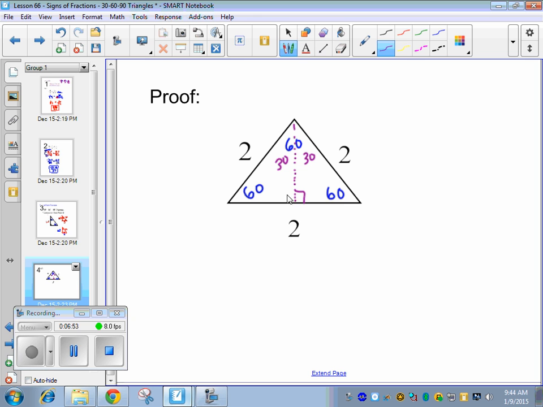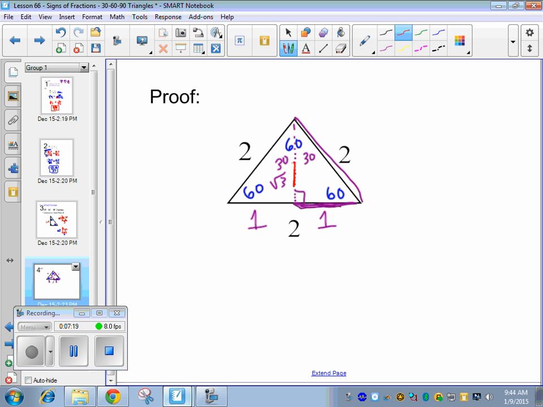Okay, and if I split the bottom in half, then what is the length of each piece here? 1. Alright, so notice we already have our ratio started. I've got 1 here, and I've got 2 here, because the hypotenuse has to be twice the short side. So who can tell me right now what that's going to be, Pete? It's just the square root of 3. Yeah, it's just going to be the square root of 3, but I want to prove it to you.